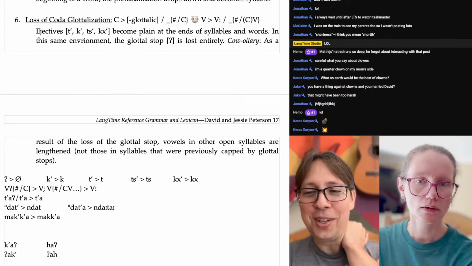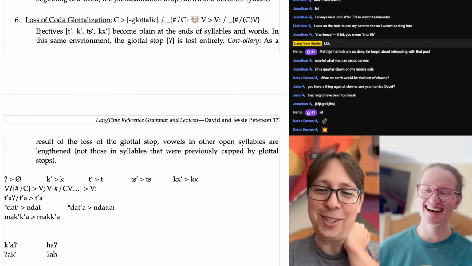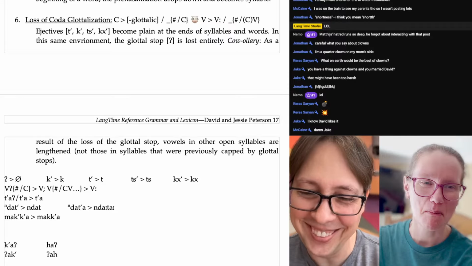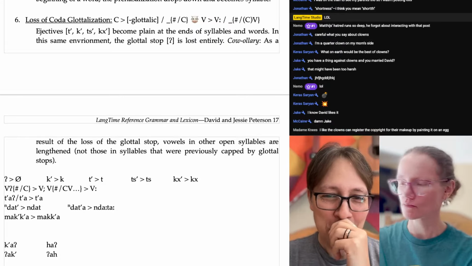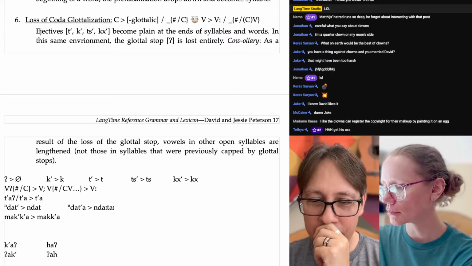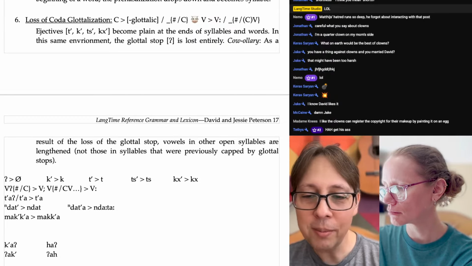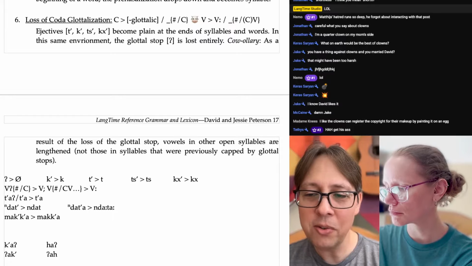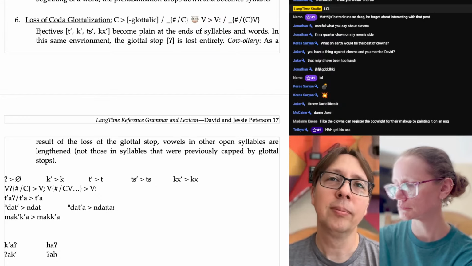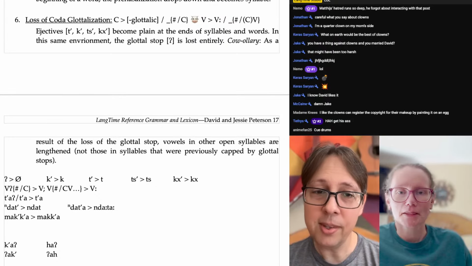Jake said, "You have a thing against clowns and you married David." Immediately followed it up with, "That might have been too harsh." Well, now this is something that wasn't in the movie. Madam Nee says clowns can register the copyright for their makeup by painting it on an egg. Who keeps the egg?